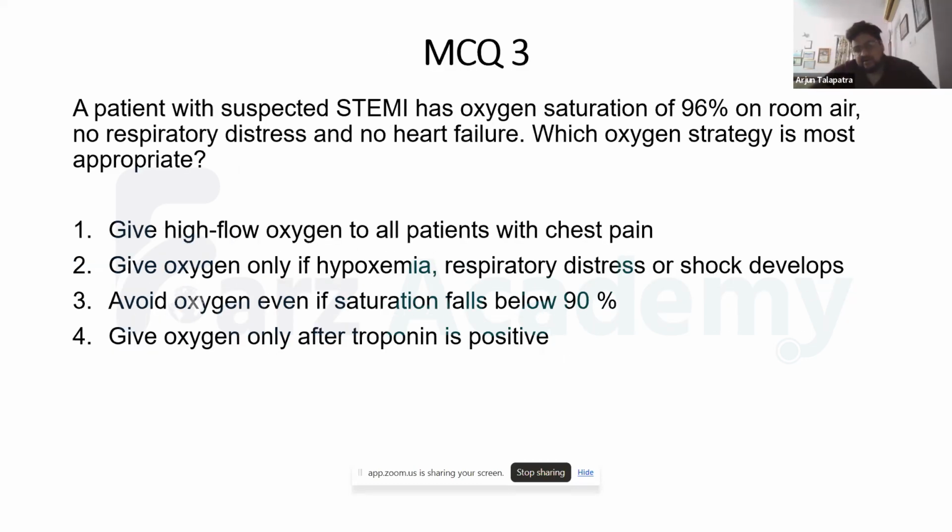Okay, so another practical question, again something which might be tested because this is very guideline based. You have a person who has suspected STEMI, with an oxygen saturation of 96% on room air. The patient is quite comfortable, respiratory rate of 18 to 19, no heart failure, no volume overload. Which oxygen strategy would you use for this patient? Option 2. Option 2, very good.